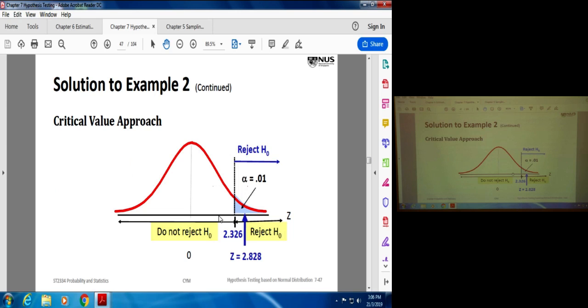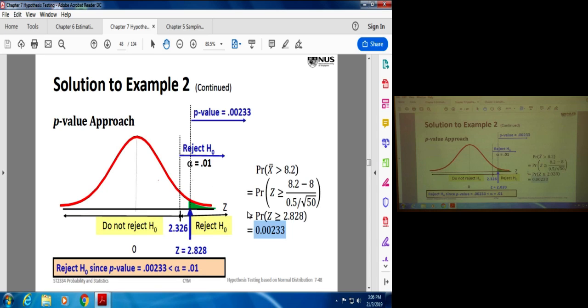Okay, this is basically the critical value approach. So the red is the sampling distribution of the test statistic. Okay, and then basically 2.326, that's our Z value at the 1% level of significance, and our realized test statistic lies out here. So of course we reject.